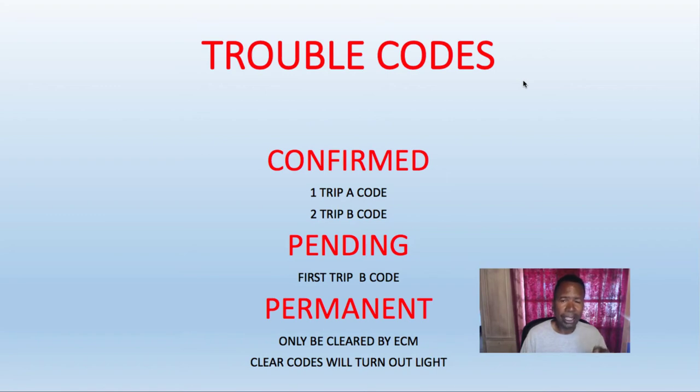A type B has a pending code. It has to fail one time first and set a pending code. If the problem reoccurs, the light comes on. That's a type B. Then you've got permanent codes, which can only be cleared by the PCM. Clearing codes will turn out the light, but the code will still be in memory.